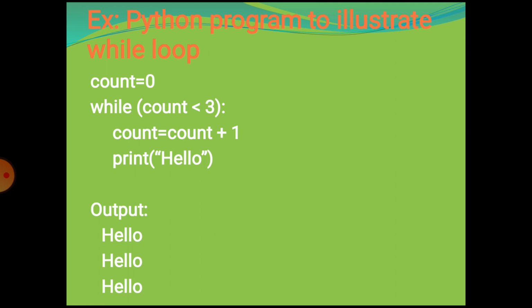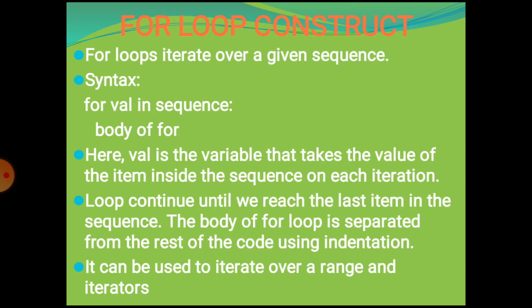Now next, the value of count is 1, so the condition is also true, so count becomes 1 plus 1 is equal to 2, then print hello. Next time the value of count is 2, so the condition is true, and count becomes 2 plus 1 is equal to 3, and hello is displayed a third time. Now the value is not less than 3, the condition will be false, and the output will come like this.